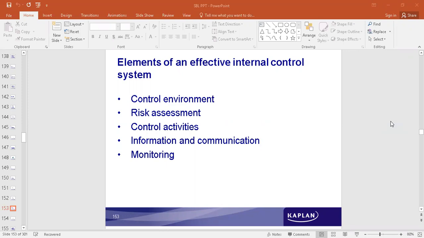Okay, then we see that all information that is required to understand the risk aspects has to be gathered and also communicated to the people in the organization. As things are implemented, there should be continuous monitoring.